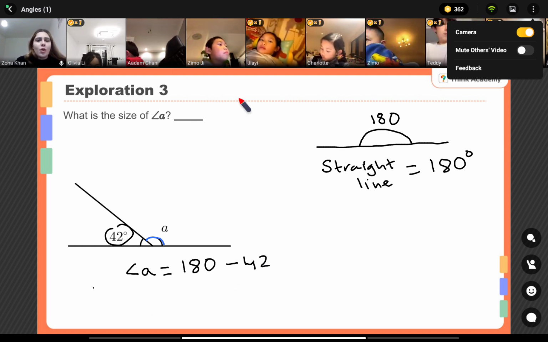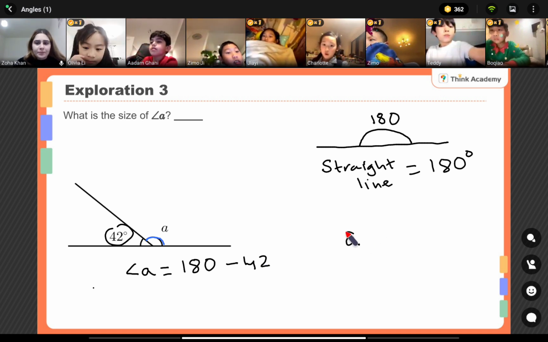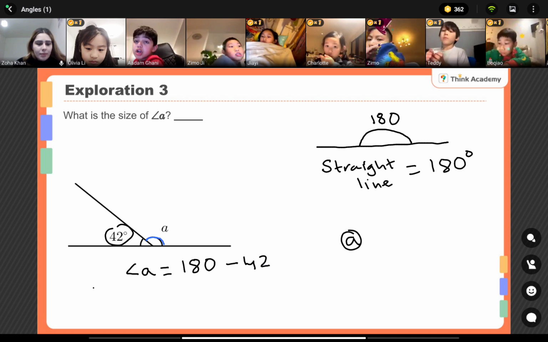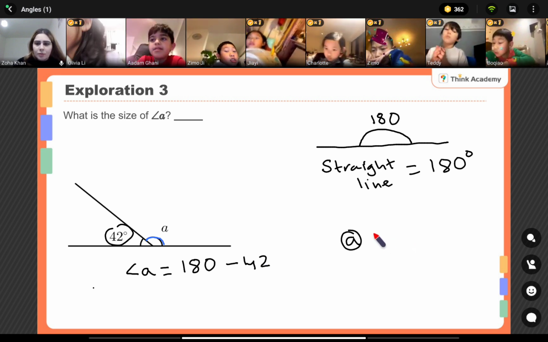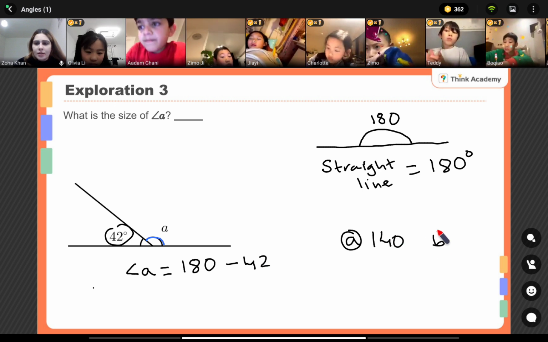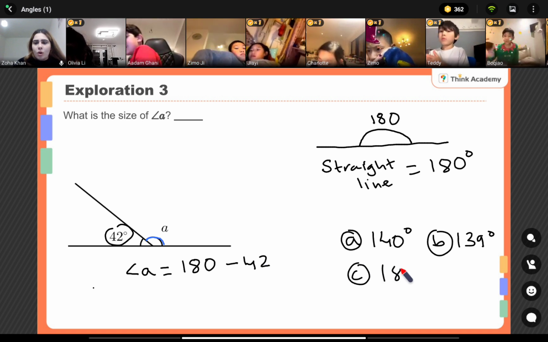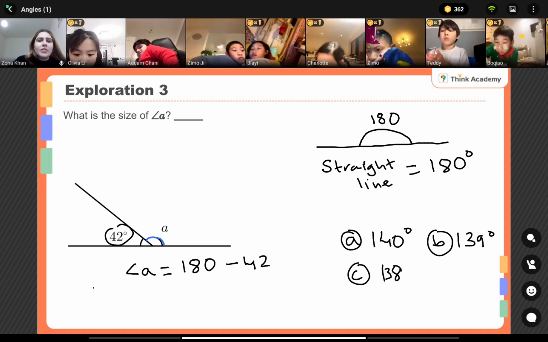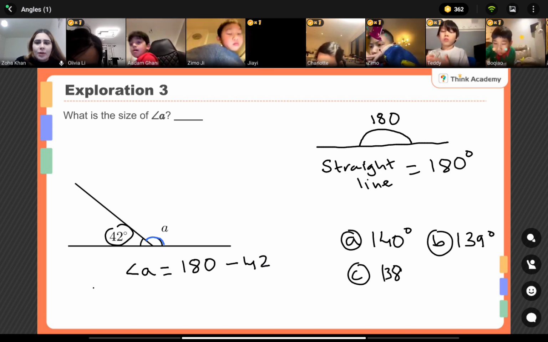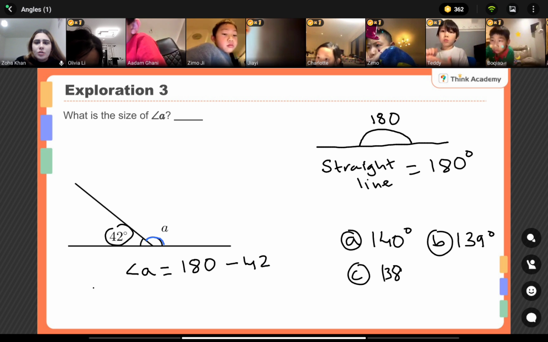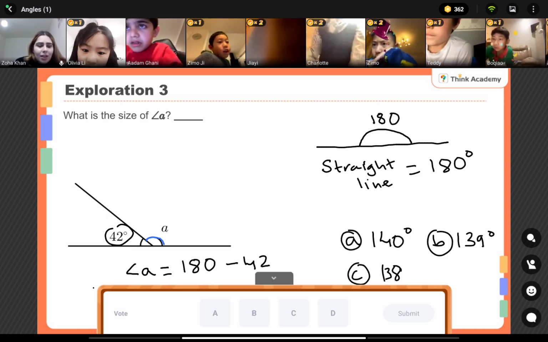So everyone, I'm going to give you all a vote. Let me give you some of the options. Let me write them over here. A is 140. B is 139 degrees. C is 138. So what's the answer for the angle of A? Is it A, B, or C? You're going to get 35 coins if you get it correct. Have a go, everyone. What is the angle A?